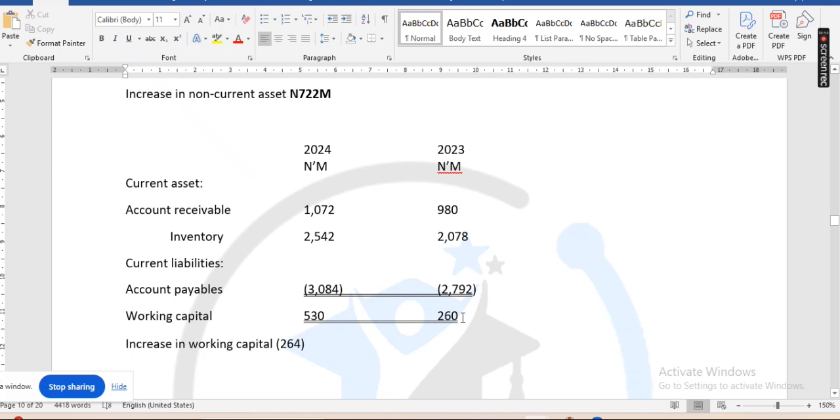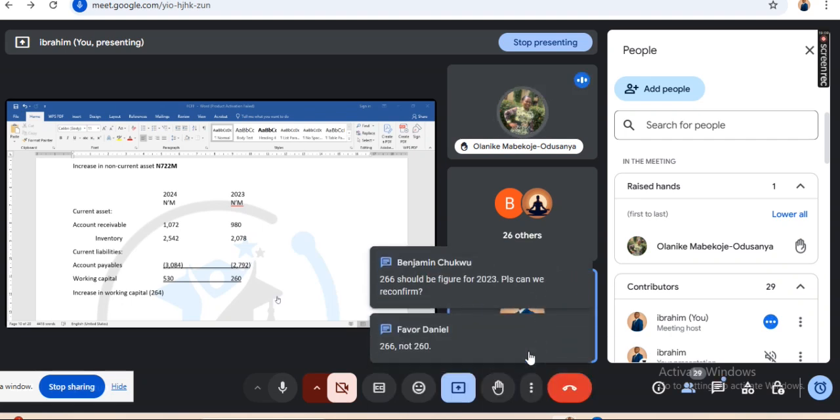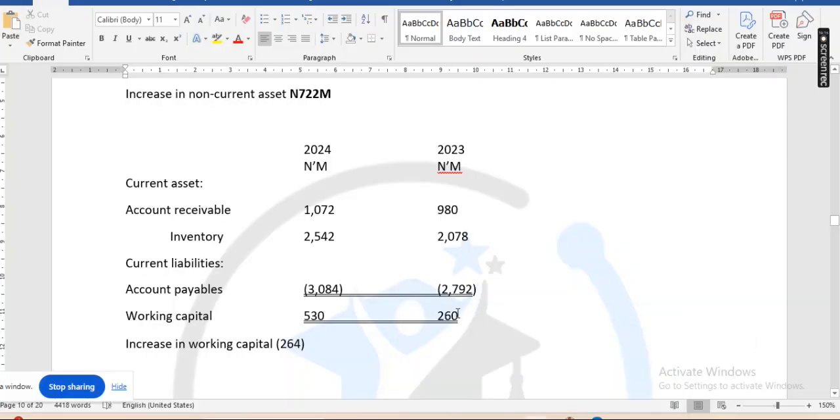I'm just doing it this way because this is the first lecture on free cash flow, right? When we get to merger and acquisition, you see more of this, right? We'll get there. Very simple. Now, in this case, can you see that there is an increase? Olanike, the second value is 266, not 260. Okay, that's fine. So just make use of the chat button. Okay, so the difference is 264. That's fine.